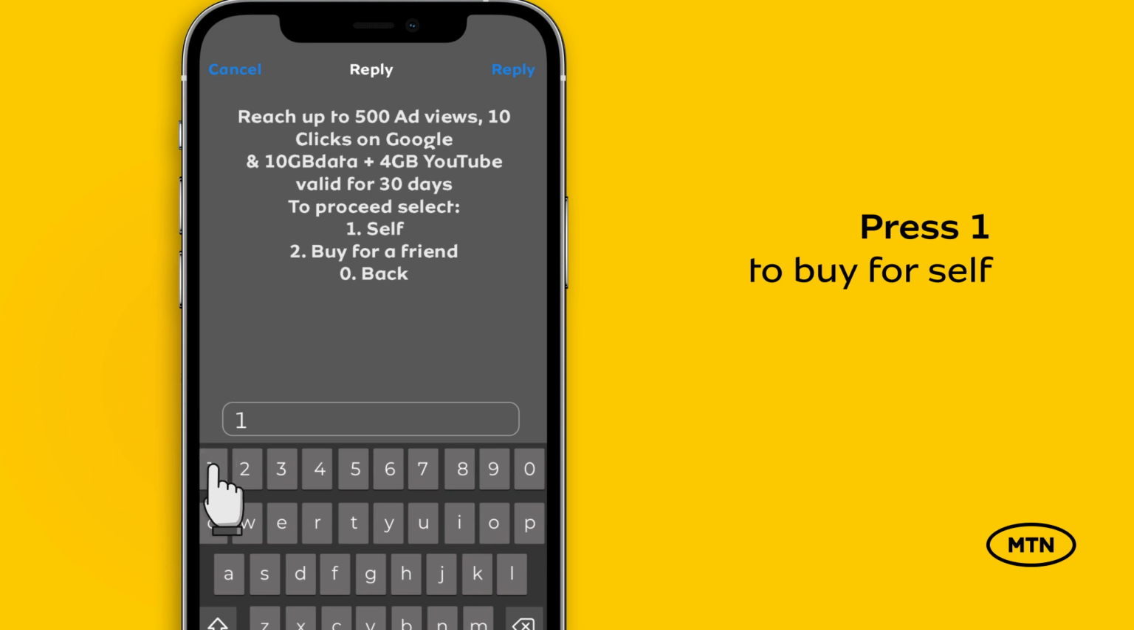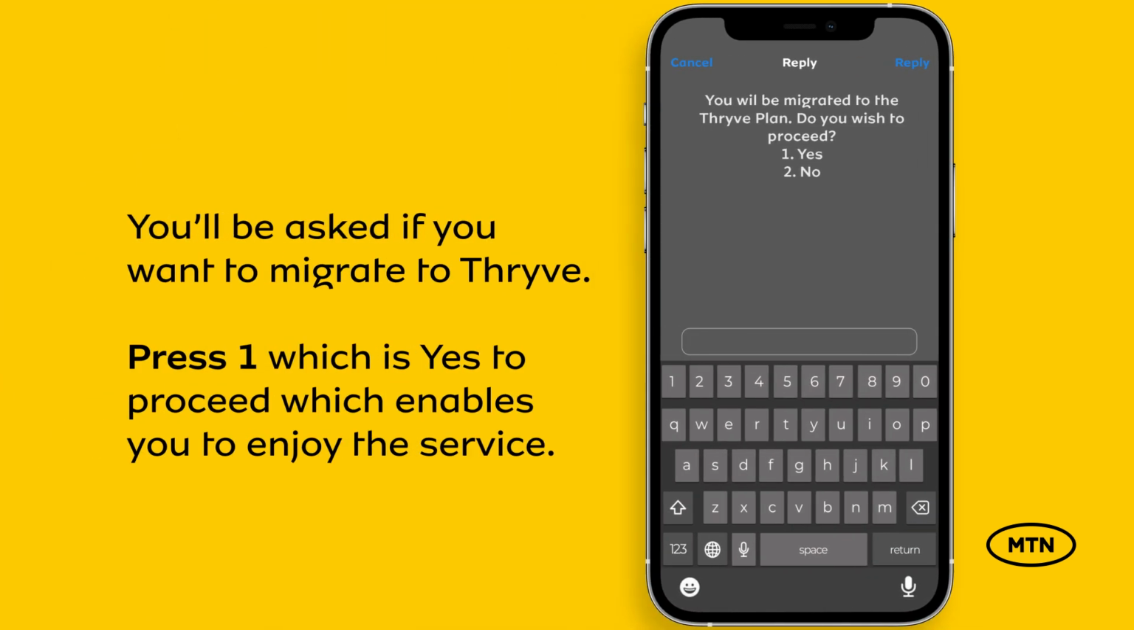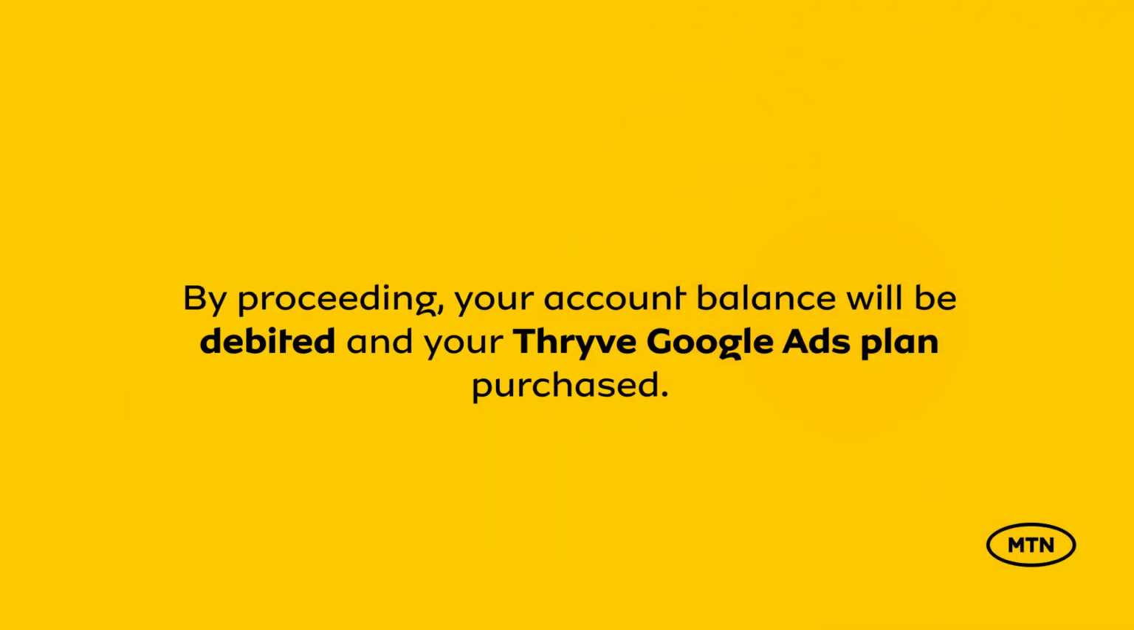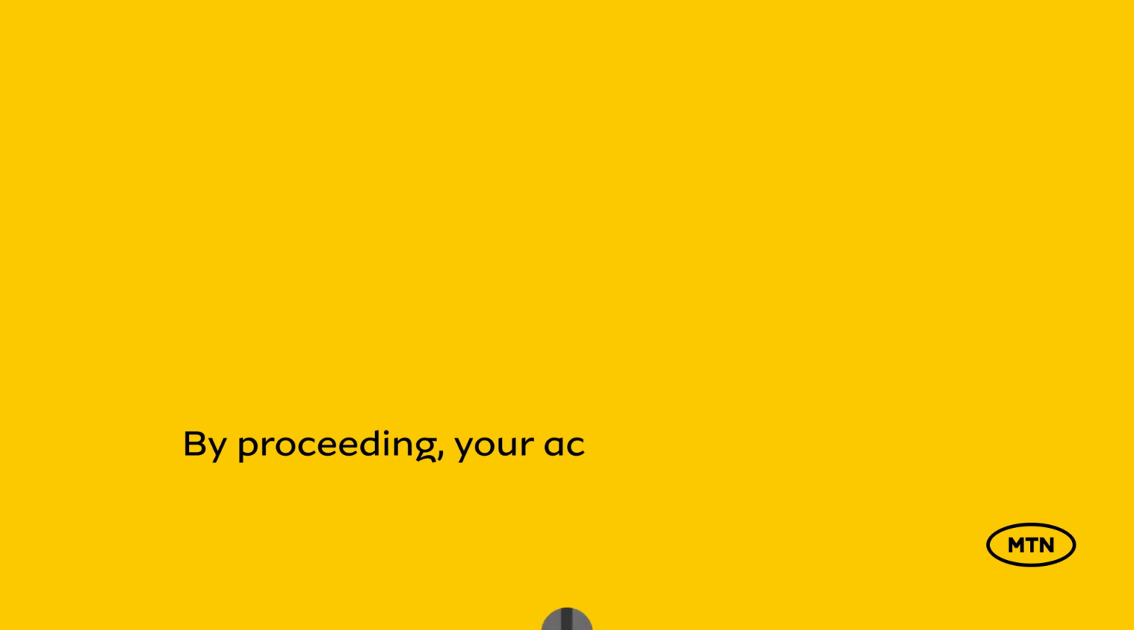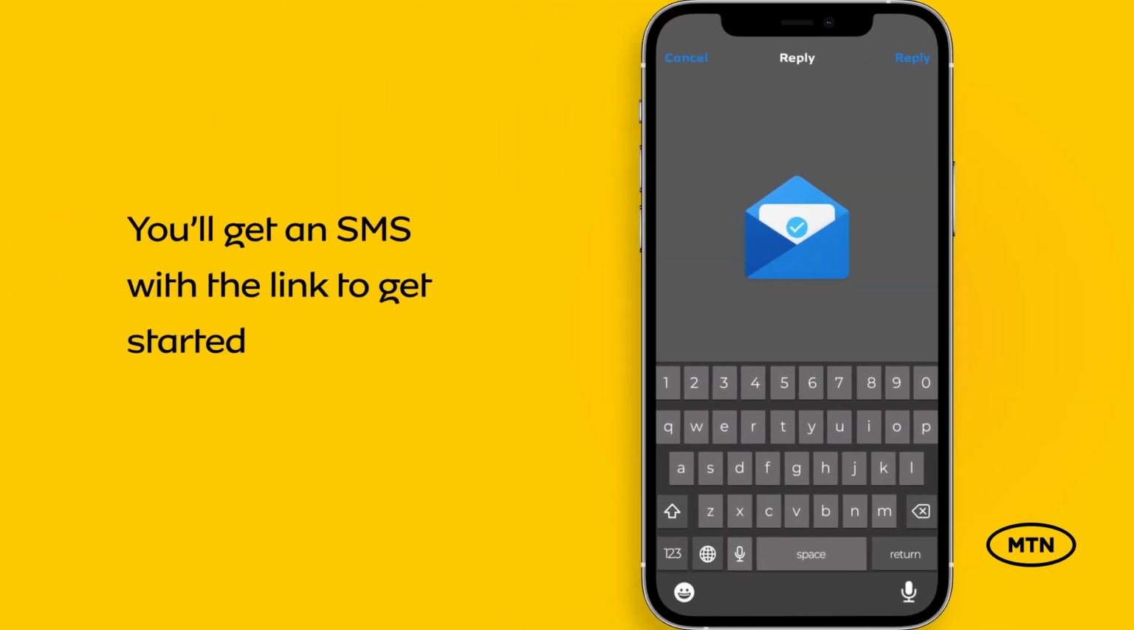Press 1 to buy for self. You'll be asked if you want to migrate to Thryve. Press 1, which is yes, to proceed, which enables you to enjoy the service. By proceeding, your account balance will be debited and your Thryve Google Ads plan purchased. You get an SMS with the link to get started.